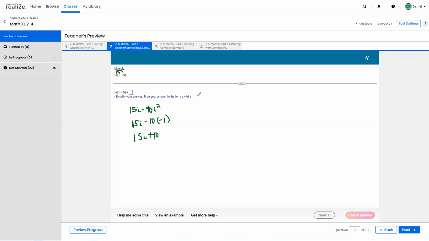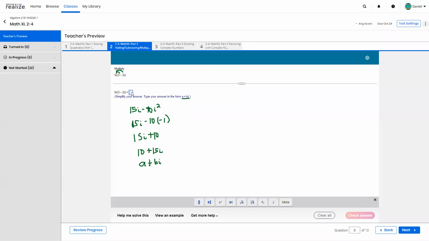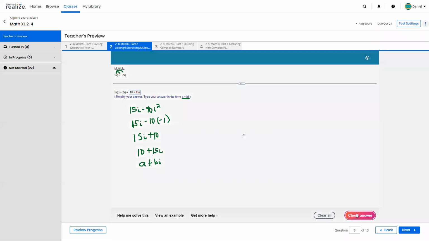Okay, and then we want to write this in the form a plus bi. That's how we write complex numbers. So I need to switch the order so that a is first, and then b times i is second. A plus bi. So my answer here would be 10 plus 15i.